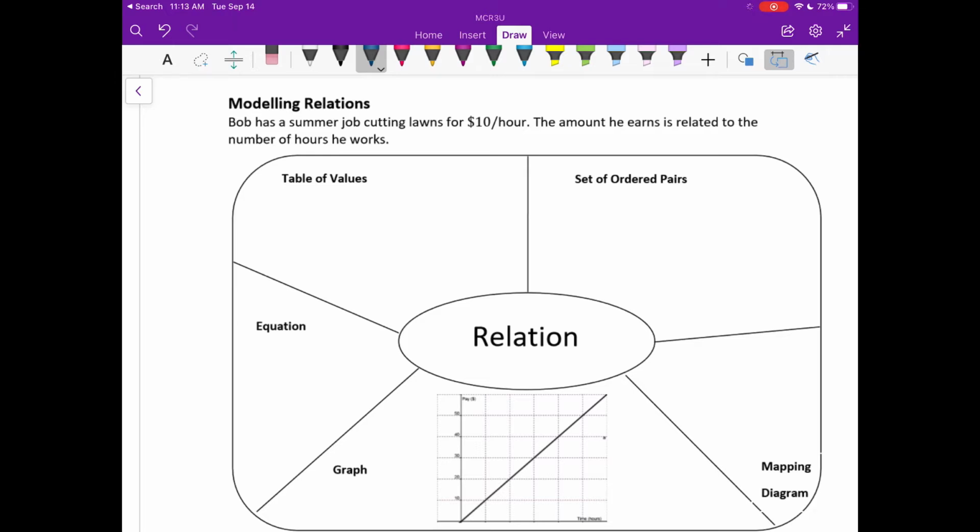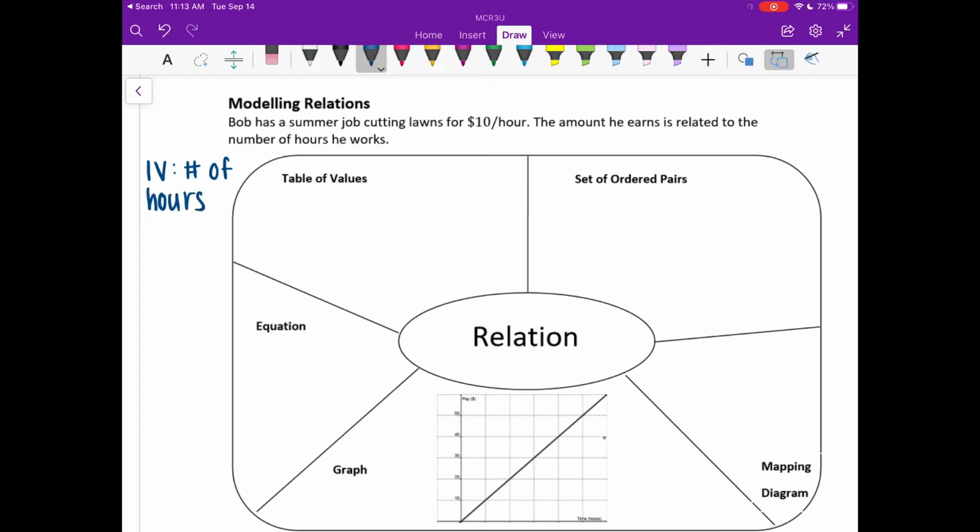So we want to go back and look at, okay, he's cutting lawns for $10 an hour, and how much he's earning is related to how many hours he works. If we want to think about what our independent variable is, it's the thing that we can control, the thing that we change. So it's going to be the number of hours. He controls the number of hours he works.